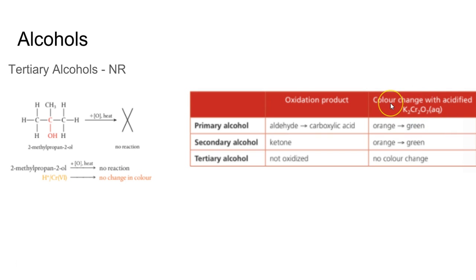Again, the preferred oxidizing agent is going to be acidified potassium chromate. For the secondary alcohol, if we do this with reflux, we can get a ketone and the same color change. Tertiary alcohols will not oxidize and will not react, and so you won't get a color change. The reason why this won't react is because it's so crowded by all of these other carbons that the oxidizer can't really get in there and react with this carbon because it's so crowded on either side.